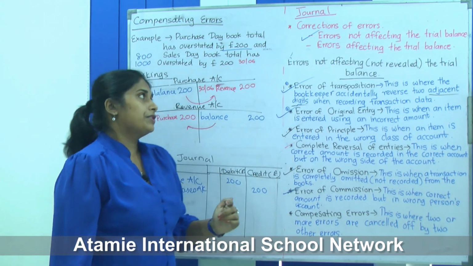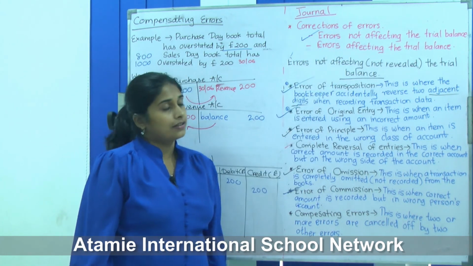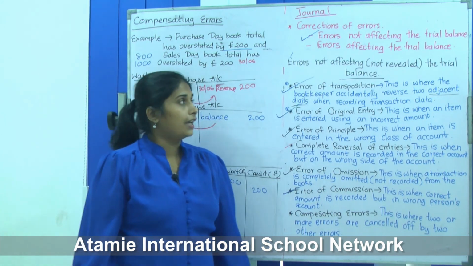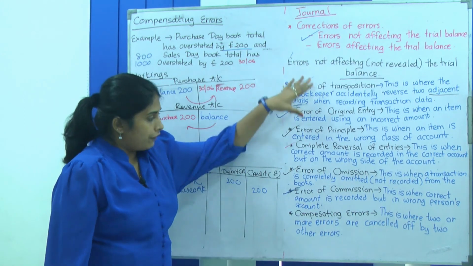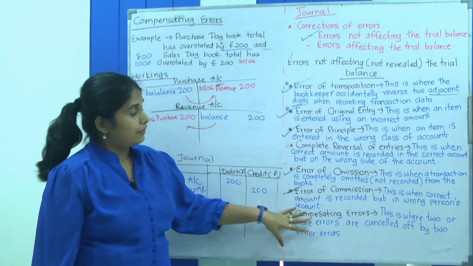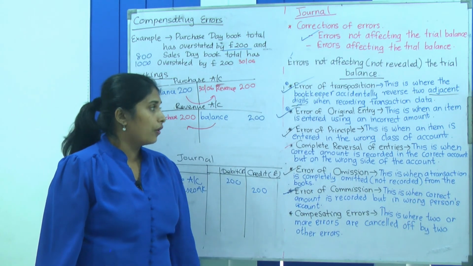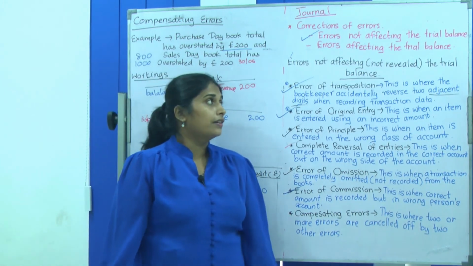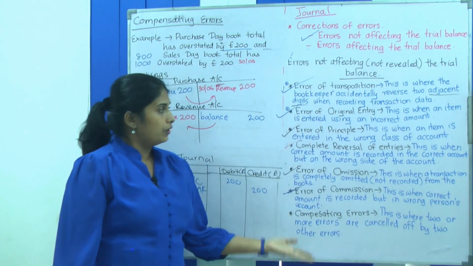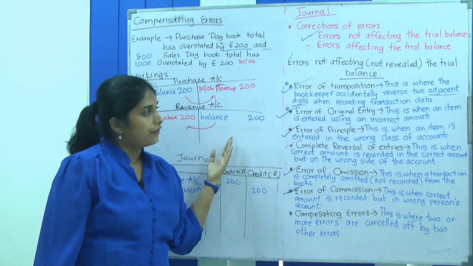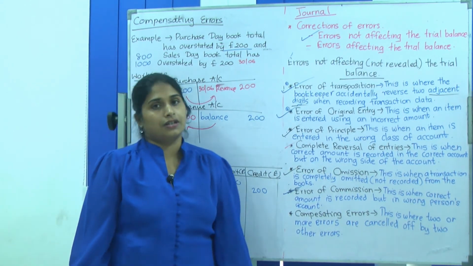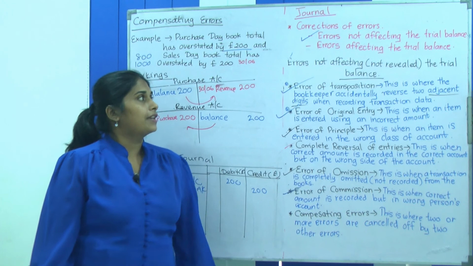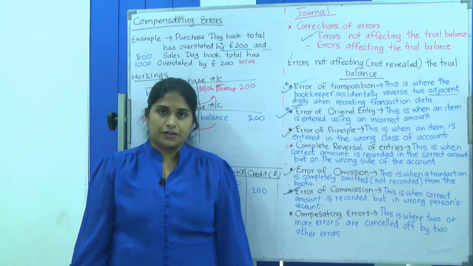In the next video I'll be teaching you all the errors which affect the trial balance. That means when those errors occur, the trial balance that you are making won't get tallied. Whereas if one of these 7 errors occurs, your trial balance will still get tallied. So I hope you understood what these types of errors are, how they affect the accounts and how to correct them using journal entries. I'll be teaching the other type of errors and how to correct them in the next video.